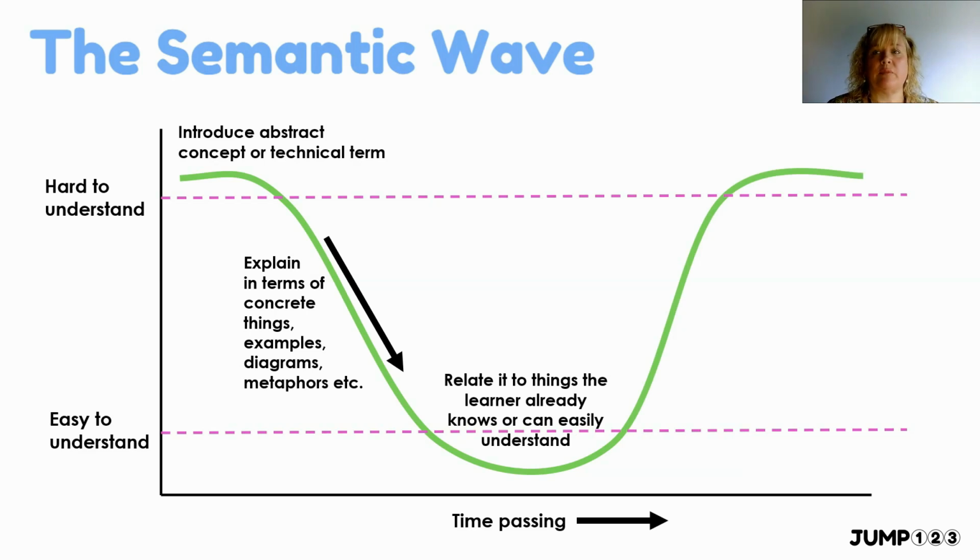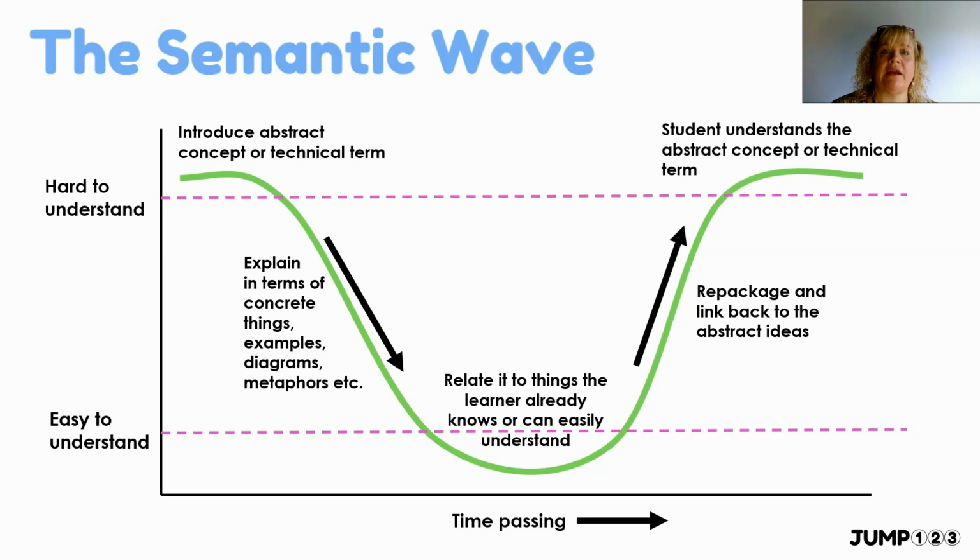And then we need to start building it back up, so we repackage it and link it back to those abstract terms. So once they understand what a for loop is, then we have a look at how that's done in programming, and so they actually understand that abstract concept or the technical term a lot easier. So that's what is known as the semantic wave.